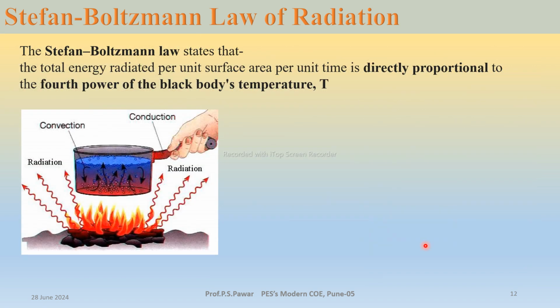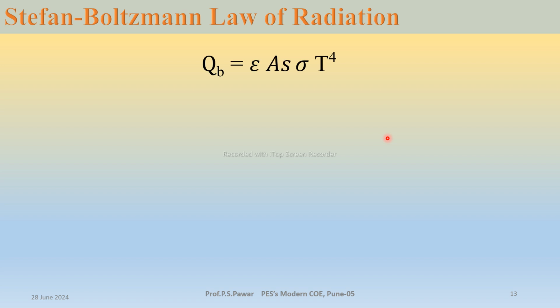So the Stefan-Boltzmann law states that the total energy radiated per unit area per unit time is directly proportional to the fourth power of the black body temperature. So Qb, the energy radiated by the black body, is directly proportional to the fourth power of the absolute temperature. And we have this equation here: Qb is equal to epsilon into surface area of the wall, then sigma and T raised to 4.